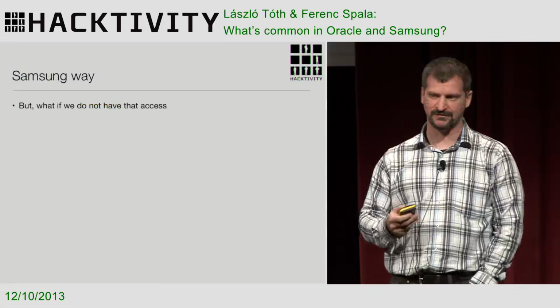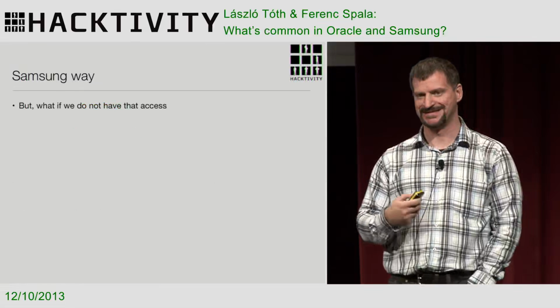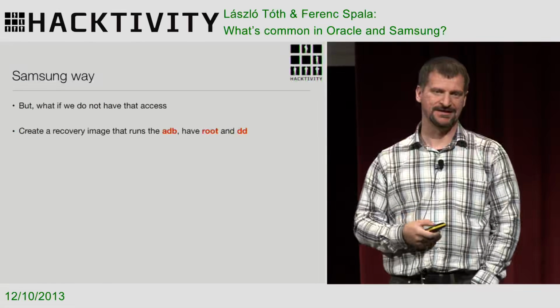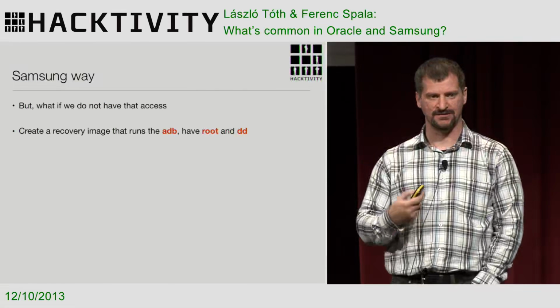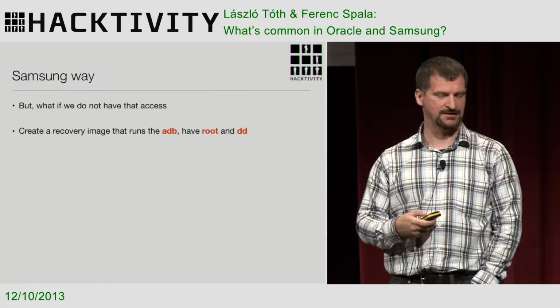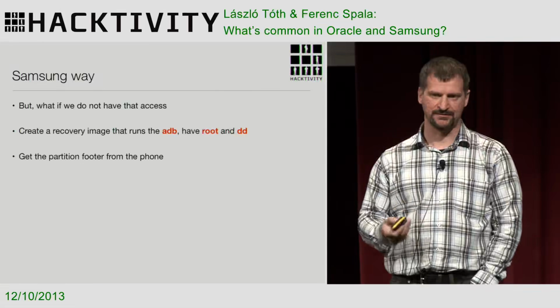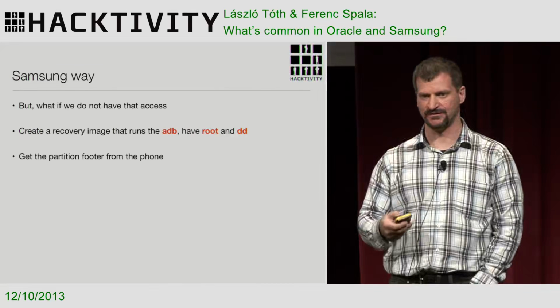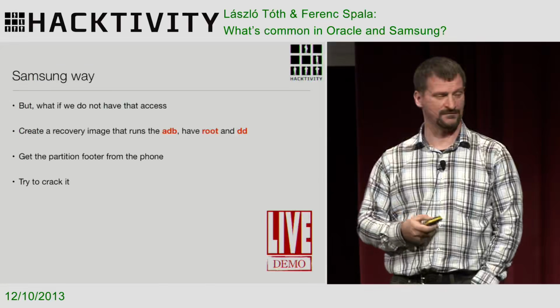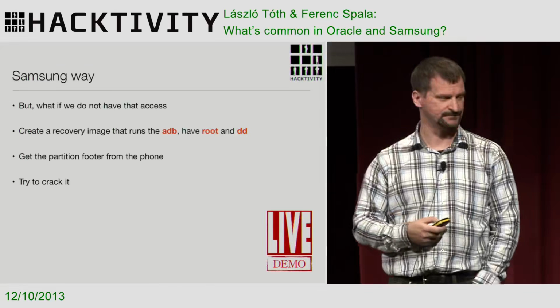But what if we do not have this level of access? We can still try the offline brute force attack. For an offline brute force attack, we need a recovery image with ADB in it and with a DD command in it. And we can use DD through ADB to dump the encrypted partition's footer, the last 16 kilobytes, and try to crack it. And we have an online demo for that one also.